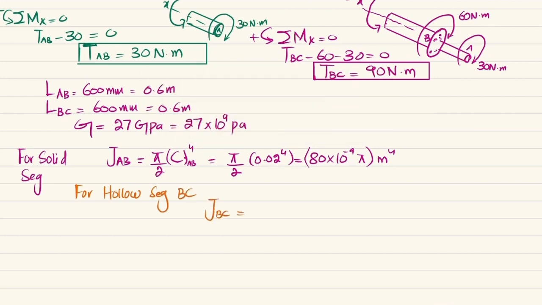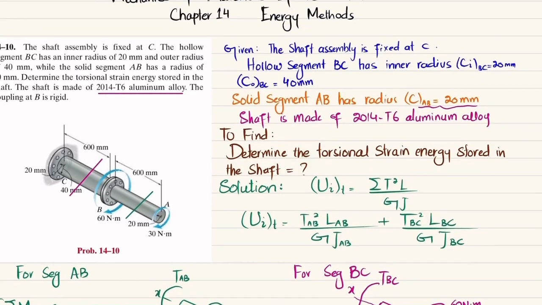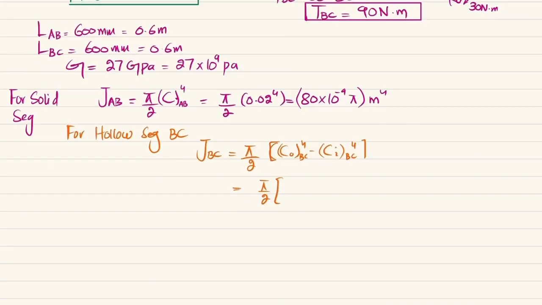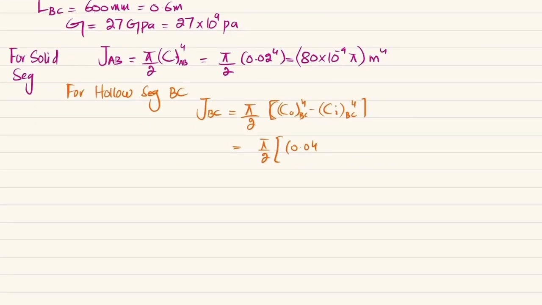Now for the hollow segment BC, JBC will be equal to pi by 2 times C outer of BC to the power 4 minus C inner of BC to the power 4. You can put the values: C outer is 40 millimeter, which is 0.04 meter, to the power 4, minus C inner, which is 20 millimeter, or 0.02 meter, to the power 4. That will be the polar moment of inertia for this hollow segment BC. When you solve this, you will get 1200 into 10 to the power minus 9 pi, and the unit will be meter to the power 4. That will be JBC.